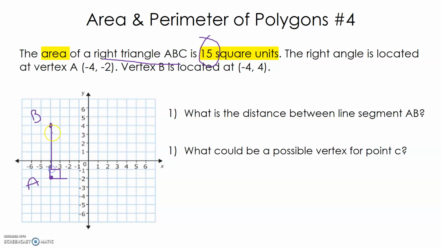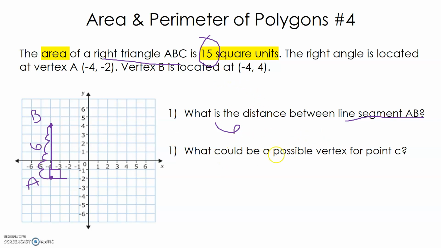All right, so this is going to form a triangle. And it says, what's the distance between line segment AB? I can count 1, 2, 3, 4, 5, 6. That is 6. And that is actually my height.